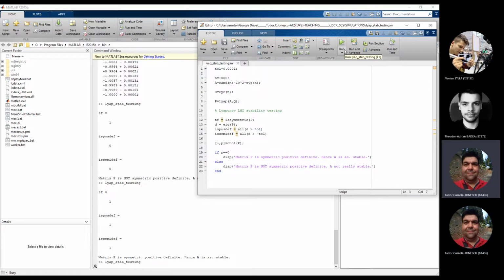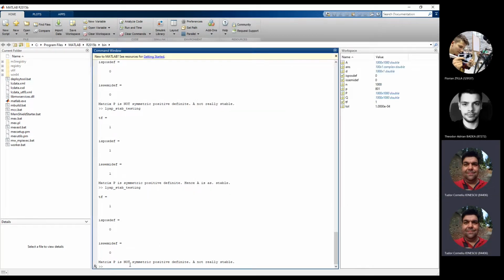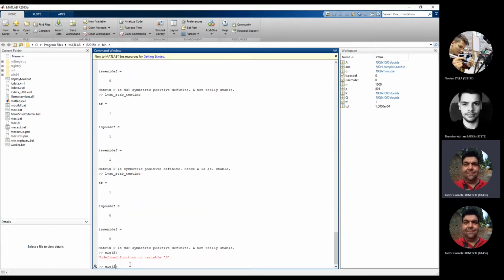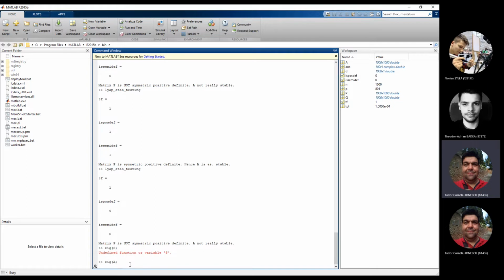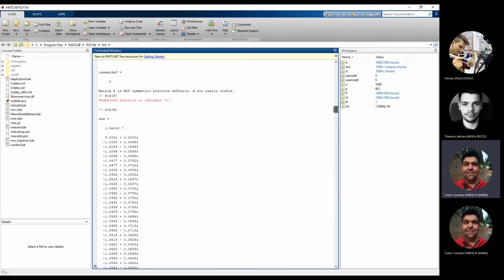Lyapunov testing. Well, it takes a while. Not really stable this time. Let's see. Now you see it's very difficult to compute the eigenvalues. Maybe there are some which are positive. Let's see. Have you seen a positive one? They're usually ordered. Yes, you see, it's an unstable one this time.